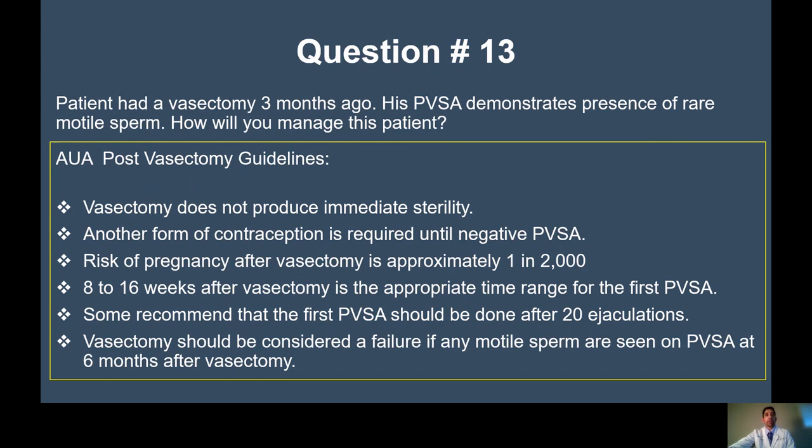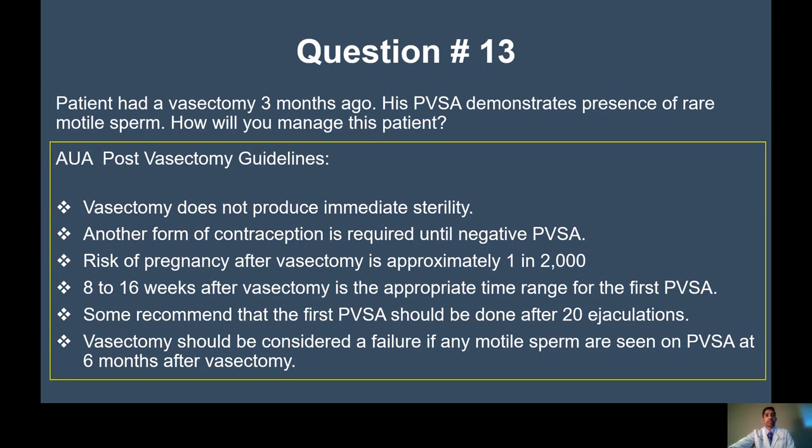I commonly check the first post-vasectomy semen analysis at 3 months, but anywhere between 8 and 16 weeks after vasectomy is the time range for the first semen analysis. I also commonly recommend patients to at least ejaculate 20 times prior to providing that first post-vasectomy semen analysis. It's not a strict guideline, but is something that I commonly recommend.